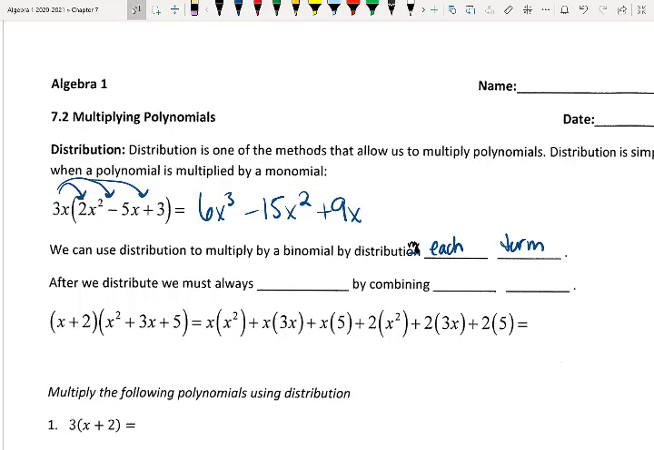After we distribute, we must always simplify by combining like terms. Just like we were doing yesterday with our addition problems, combining our like terms at the end means that any term that has the same variable to the same exponent power gets added together.